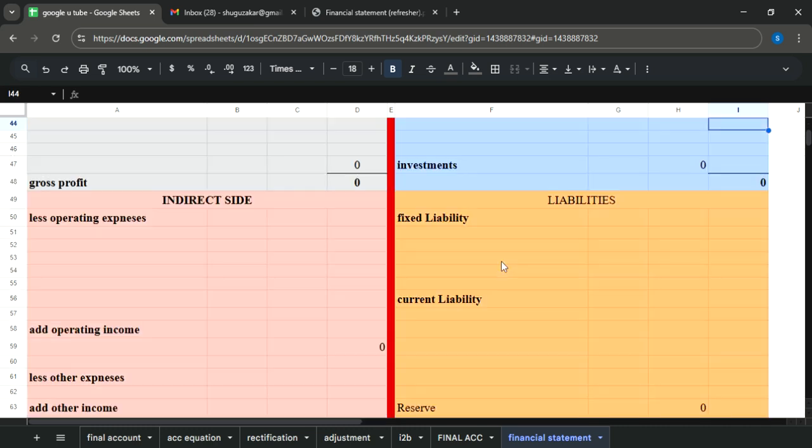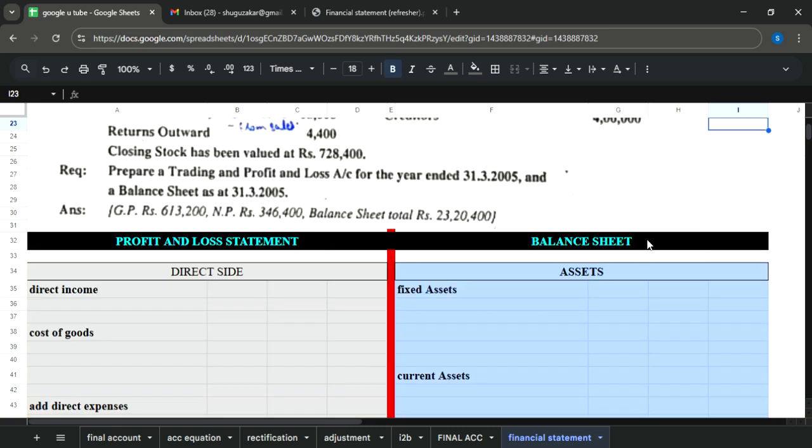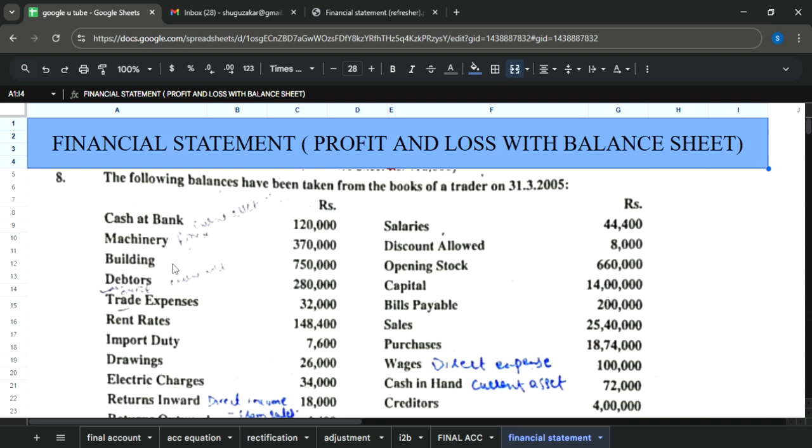There are four major parts. Left side is for profit loss statement, right side is for balance sheet, upper side for direct income and expense, downward indirect income and expense, and here assets and liabilities. Everything is ready and this is your question.